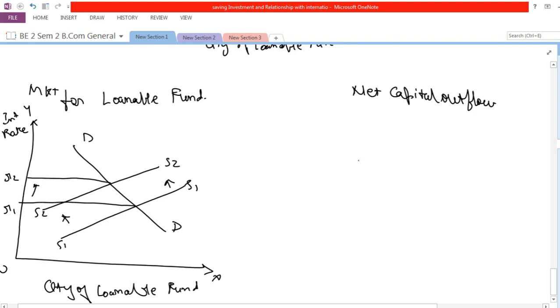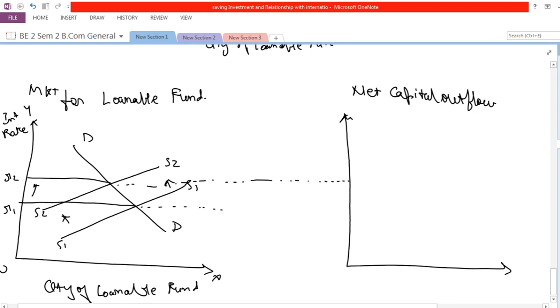Now moving ahead to the net capital outflows market, because the supply of funds has reduced and the rate of interest has increased, we extend the impact to the net capital outflows in order to understand how interest rates impact the outflows.